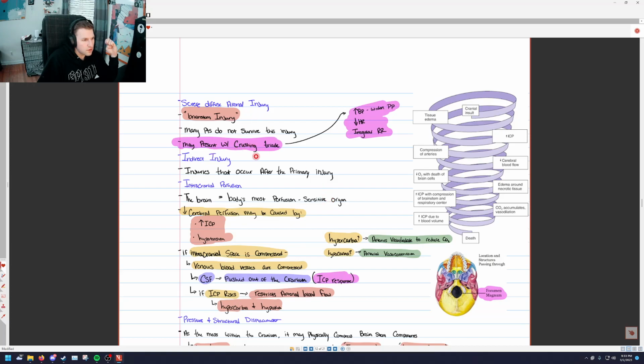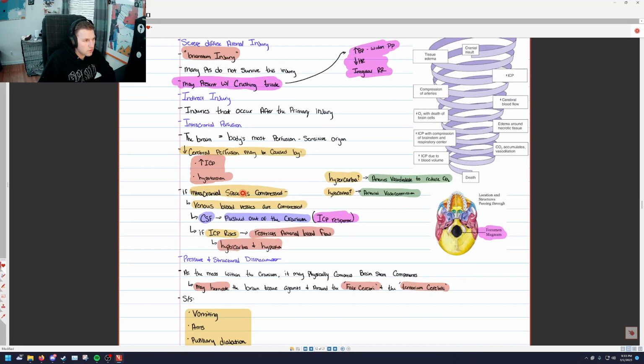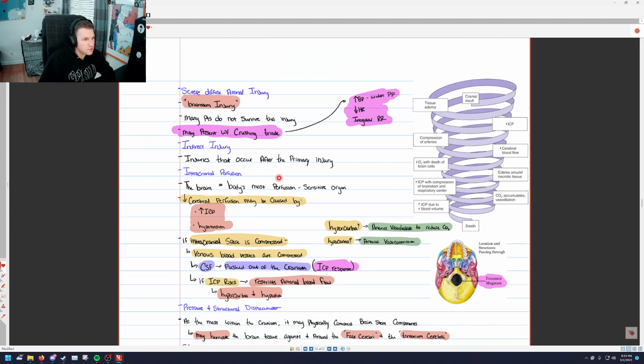Yeah, so here we have our Cushing's triad. We're going to have an increase in blood pressure. We're going to have a decrease in heart rate due to loss of sympathetic tone. And regular respirations. Actually, excuse me, don't remember loss of sympathetic tone with this.